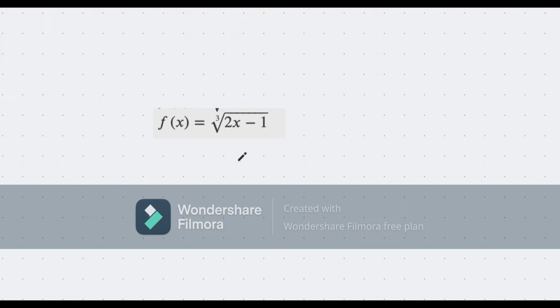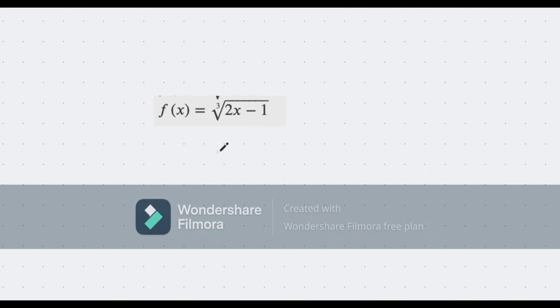Domain of this function, cube root of 2x minus 1. Okay, so the answer is actually, it has no restrictions. The answer is all real numbers. X can be anything. You can put anything in for x. It's from negative infinity to positive infinity.